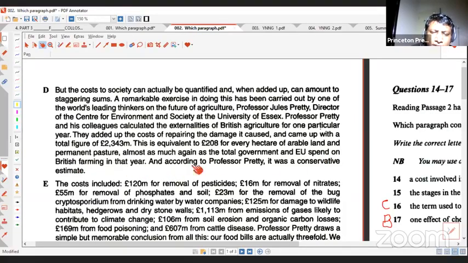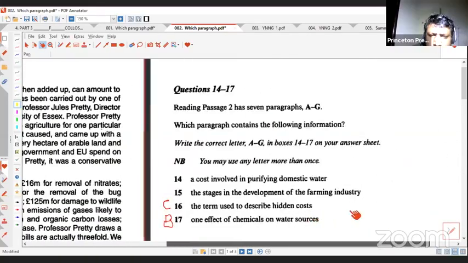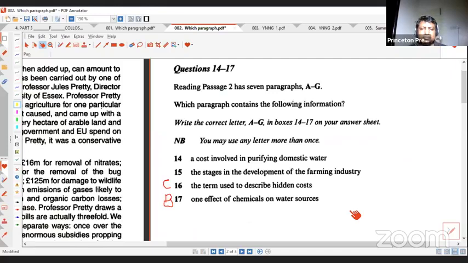And according to the professor, it was a conservative estimate. Conservative means it was a rough estimate, not that precise. And conservative means they didn't go for extreme measures. Then what did we talk about? I think the damage caused. Yeah. So do you have it here? D. Did we mention anything? No, sir.